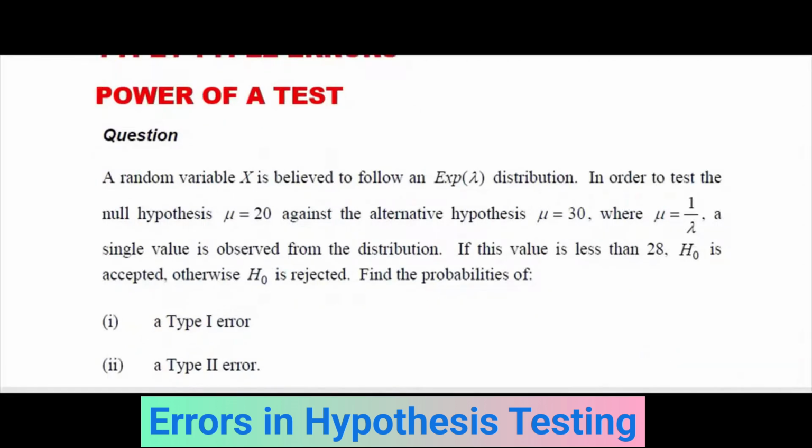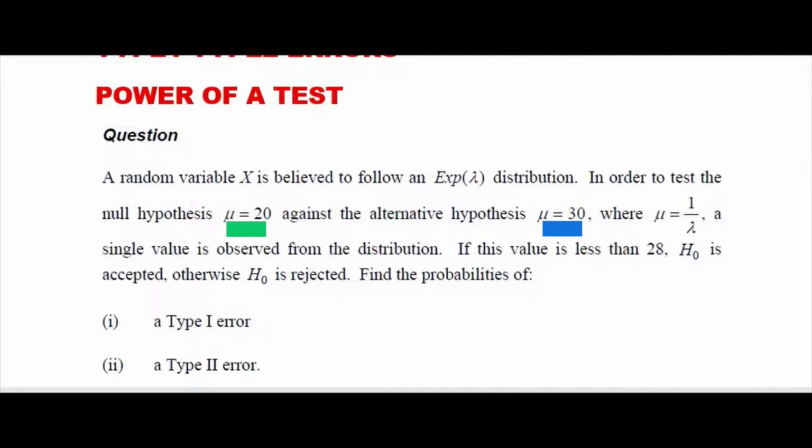You are testing mu 20 against mu 30. That means the alternative of mu 20 is mu 30 only. There are only two chances. Suppose you are not in school, that means you are in house. You are not on the road. You have only two alternatives. It's fixed. Either mu is 20 or mu is equal to 30. Suppose you don't want to accept the fact that mu is 20, then you should take mu 30.